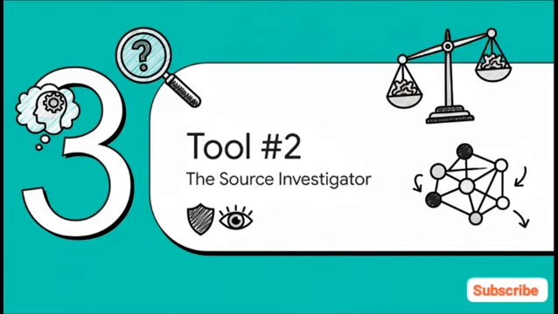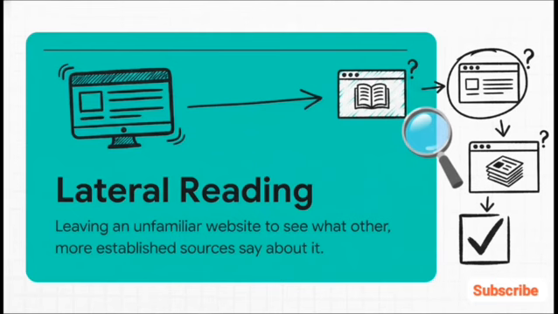You've used your fallacy detector and the argument seems logical. So what's next? Now we investigate the source. Who is actually making this claim and can we trust them? Okay, listen up, because this might be the single most important skill you learn today.